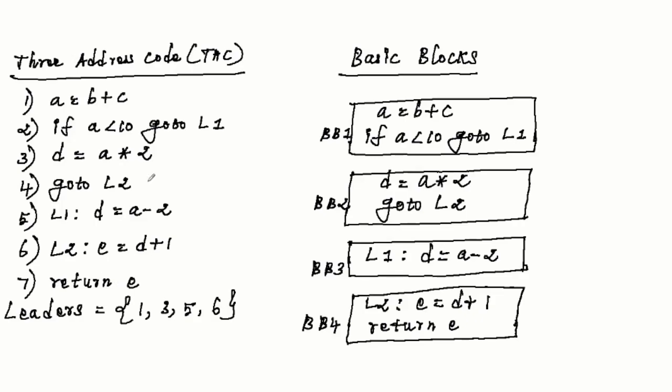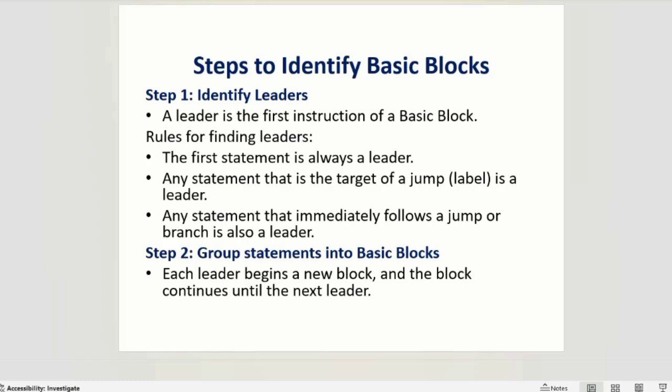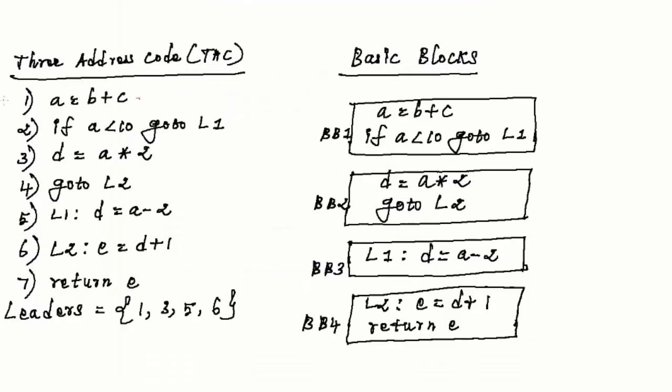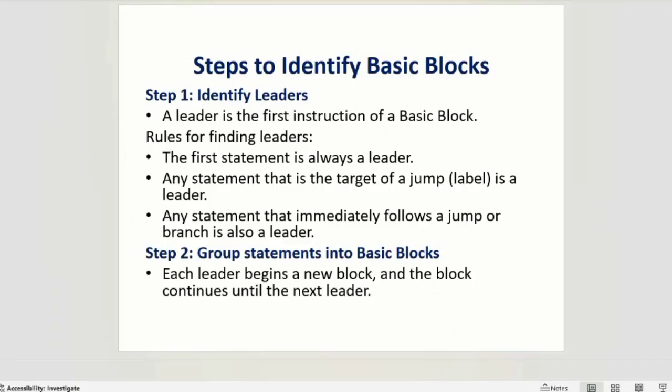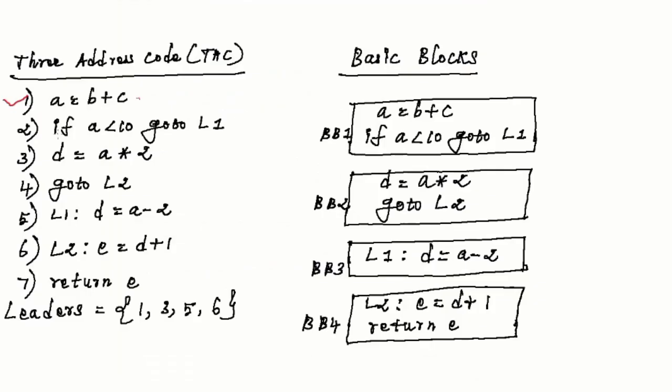For the given three address code, we have to find the leaders. Rules for finding leaders. The first statement is always a leader. In the given three address code, the first statement is a leader. In the second rule, any statement that is the target of a jump, that is a label, is a leader. In the second line, the jump target is a leader. If A less than 10, goto label 1. Label 1 is present in line 5. So D equal to A minus 2 is a leader.